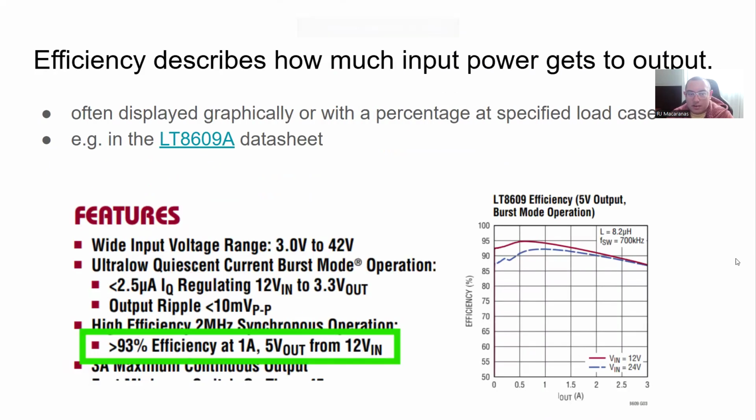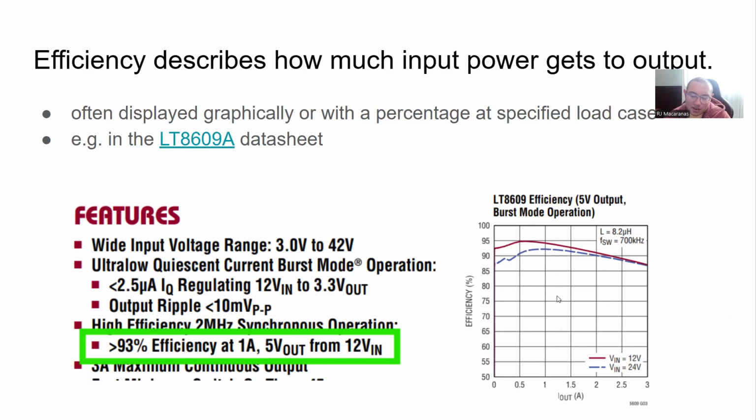So efficiency is another electrical parameter that you'll see across a lot of data sheets, especially for these switching regulators. In this case, it's displayed graphically and as a percentage at a specific case, right? Here in the features, they specify over 93% efficiency at 1 amp, and then 5 volts out from 12 volts in. And then later on in the data sheet, they actually have this plot where they show different load cases and what the efficiency looks like at all of those different cases there.